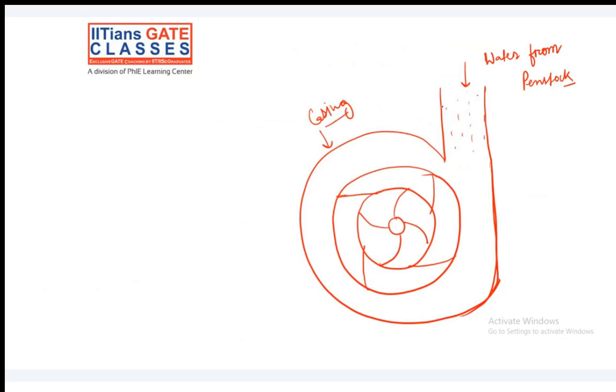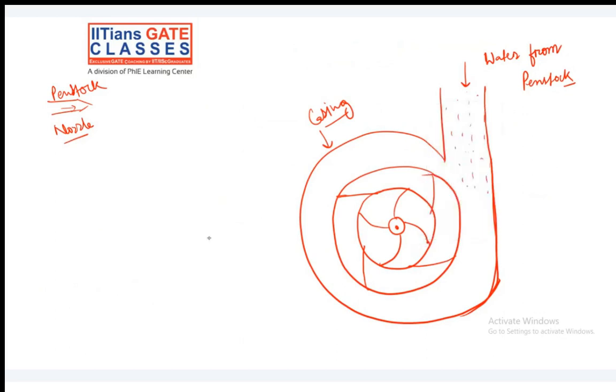So in this casing, this runner is not directly exposed to the water. Why? Because we have seen in the case of Pelton turbines also that there was a nozzle fitted at the penstock end. Yes or no? So similarly, here when water enters this casing, we need some guide mechanism so that the water is guided to the runner vanes, right?